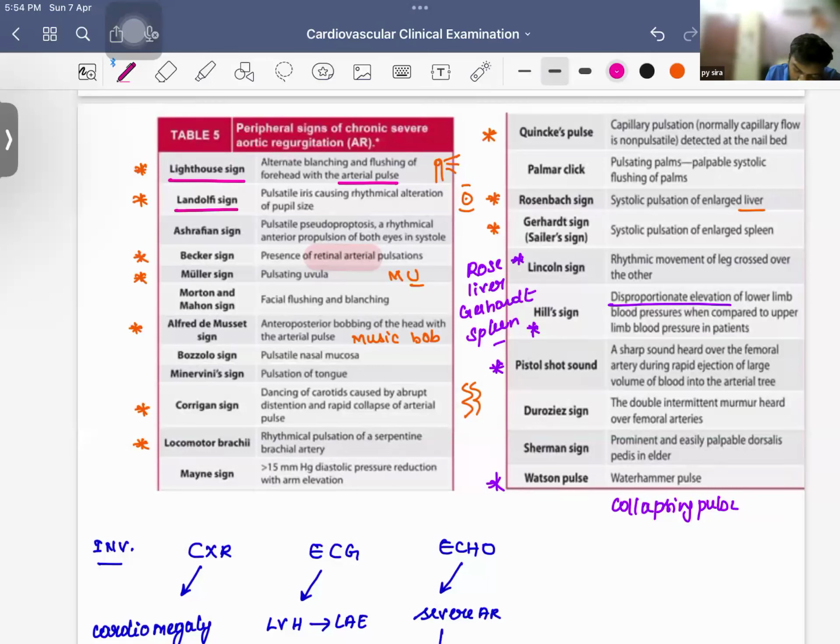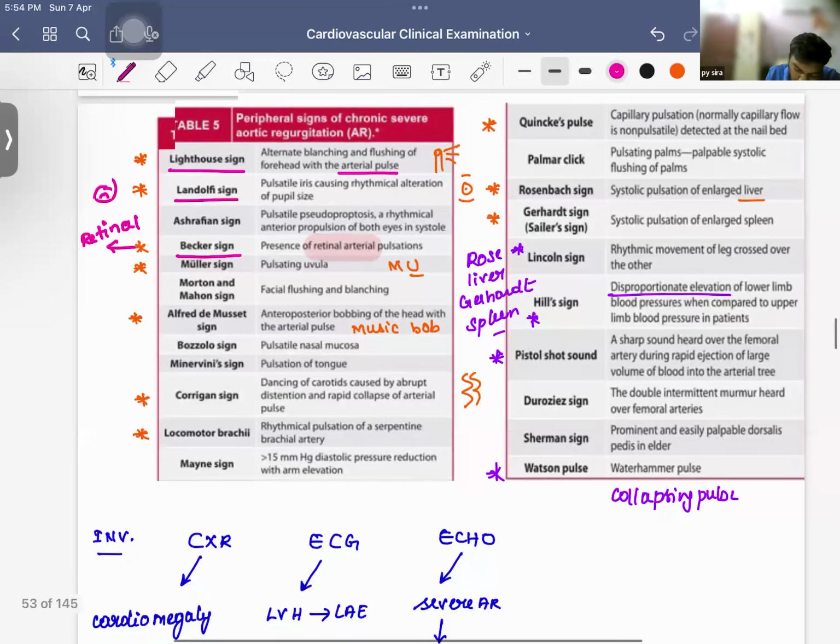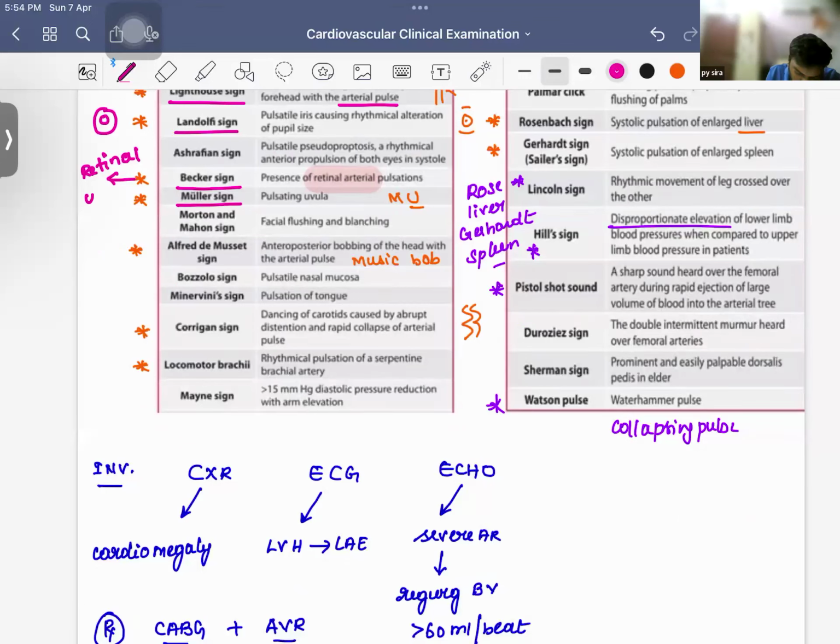Second is Landolfi sign. Landolfi sign is when the pupil, with each cardiac cycle, shows constriction and relaxation. Then Becker sign. Becker sign is a retinal pulsation. Then Mueller sign. Mueller sign is uvula pulsations.